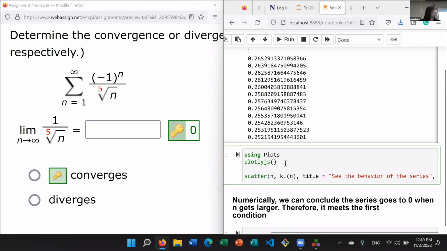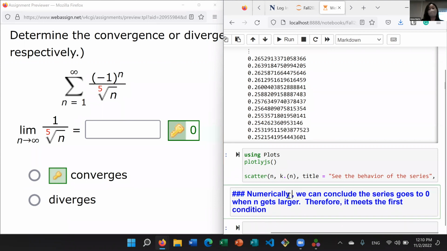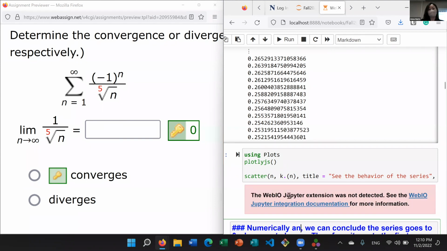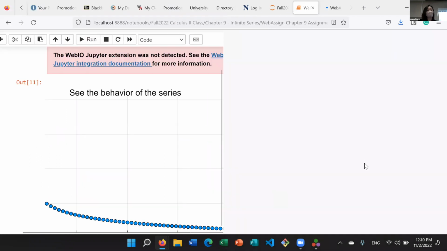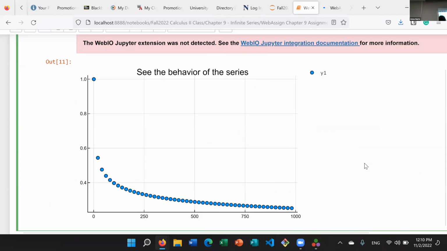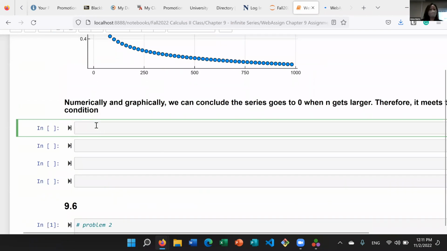Okay, I'm going to run it so I can see it graphically and numerically. As you can see, what happened? It's starting at 1. Okay, Justin, do you see it? Starting at 1, what happened? It's getting smaller. So it's approaching where? Approaching 0.